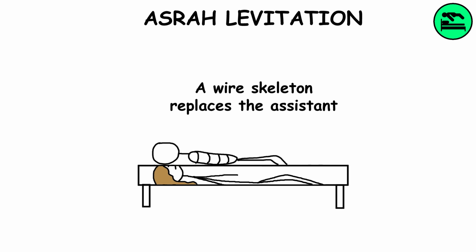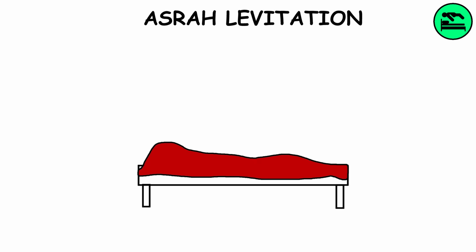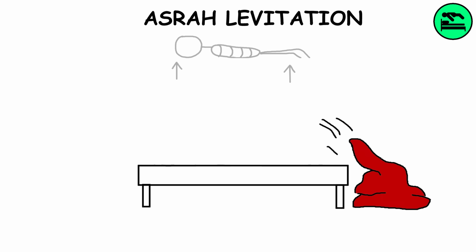A wire skeleton replaces the assistant. When the wire skeleton is high enough, the magician removes the cloth and the wire skeleton gets pushed higher really quickly, also using lighting to hide it.